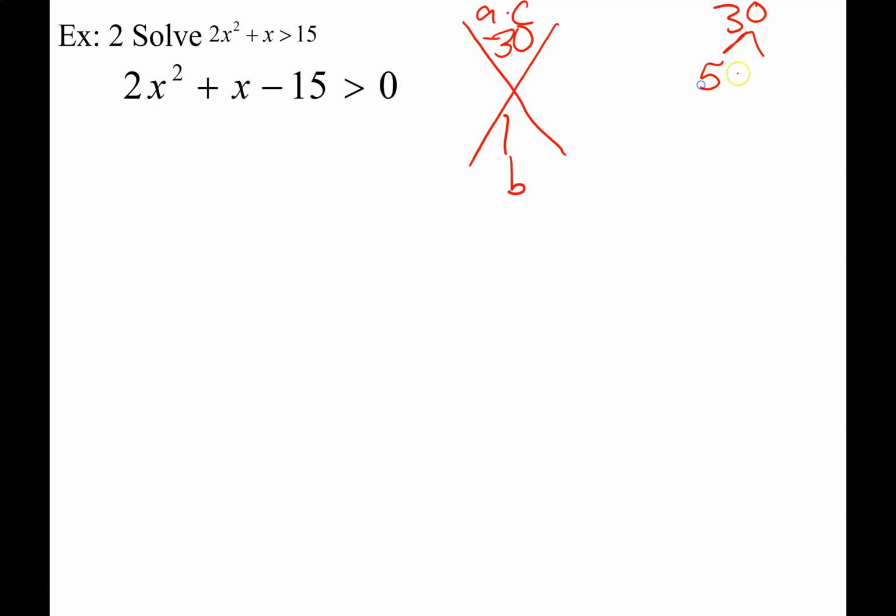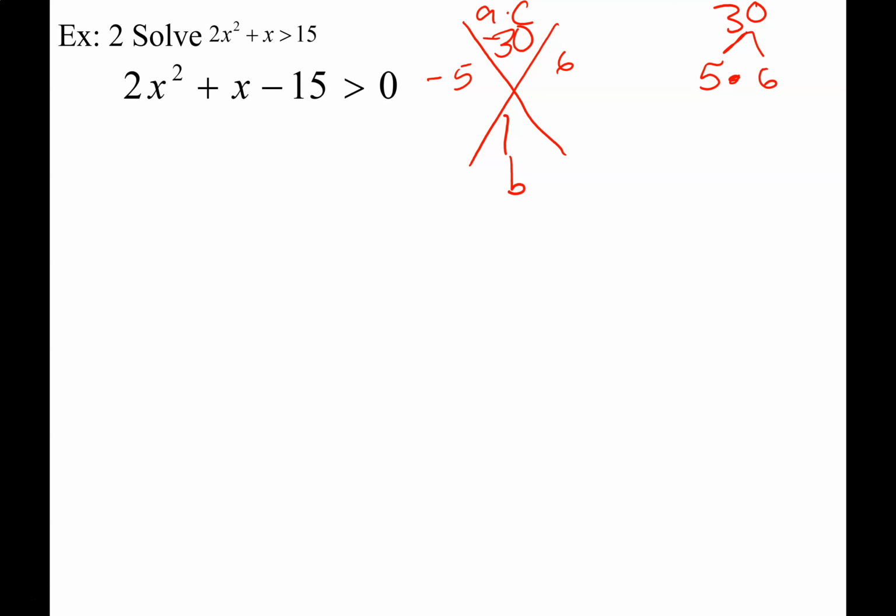So now we're thinking of numbers that'll multiply to 30 and add or subtract to the 1, right? The thing that comes to mind for me would be the 5 and the 6. So I'm going to go with 5 over here. I'm going to go with 6. It's negative here, so one of them has to be positive and the other one has to be negative. So I'm going to go with -5. Cool?